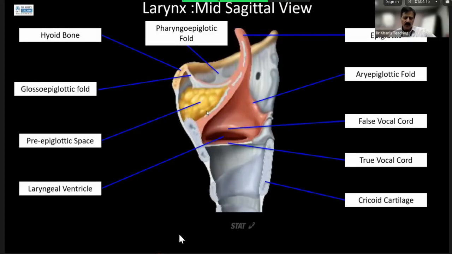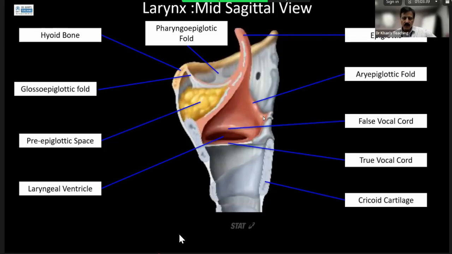Now, this is the epiglottis. This is the hyoid bone, and the thyrohyoid membrane, which is this one. This thing we have already learned: this is the glossoepiglottic fold, within which is the hyoepiglottic ligament, and this is the landmark which divides the supraglottis into right and left valleculae. There is another mucosal fold here, which is known as the pharyngoepiglottic fold.